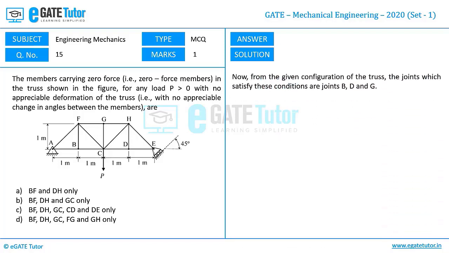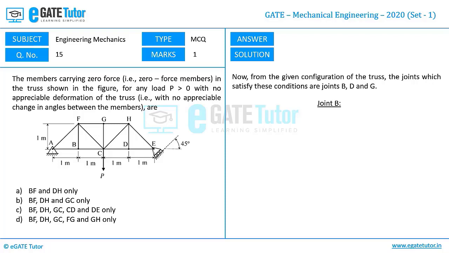So these are the three conditions to be applied to a truss to find the zero force carrying members. Now from the given configuration of the truss, the joints which satisfy these conditions are joints B, D and G. Now under truss equilibrium, let us try to draw the free body diagram of joint B. What is a free body diagram? We need to isolate the joint we are considering from all the supports, and all the reaction forces, wherever possible, have to be shown in the free body diagram.